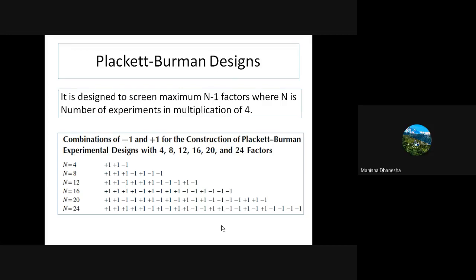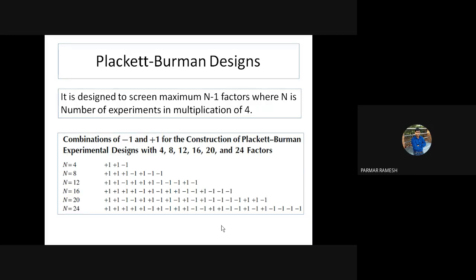Yes, sir. Two things you need to remember. First, the experimental runs are always in multiples of 4. And second, we can analyze a maximum of n minus 1 variables. Now, here the combination of plus and minus signs for the construction of the design is given. For n equal to 4, it is plus 1, minus 1. For n equal to 8, it is plus 1, minus 1, plus 1, minus 1, minus 1 and so on.